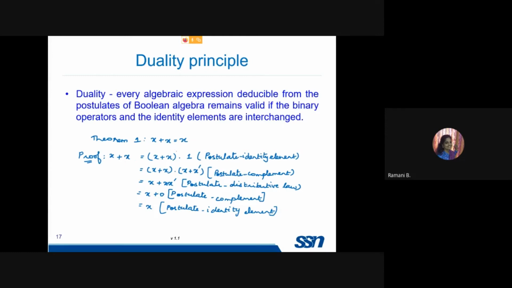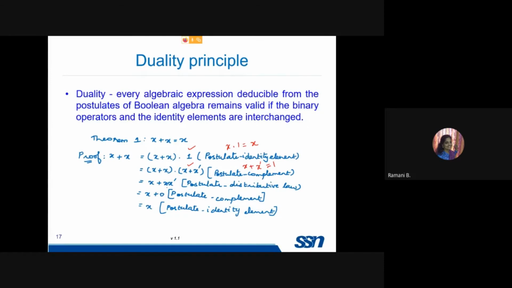So first, we are going to multiply, or do the AND operation, with this 1. This is the identity element postulate, that is x dot 1 is equal to x. For that purpose, we have used this. Next, I am replacing this 1 with the postulate of the complement, so x plus x bar is equal to 1.